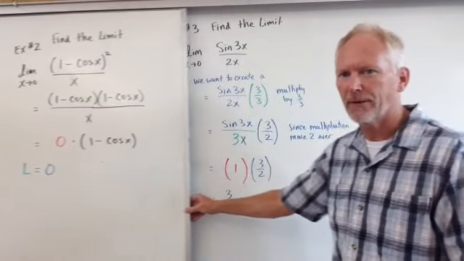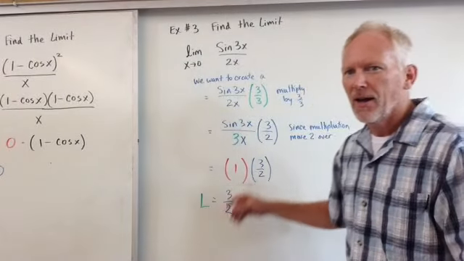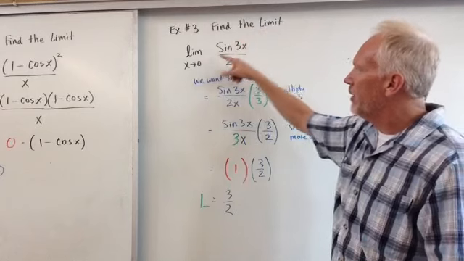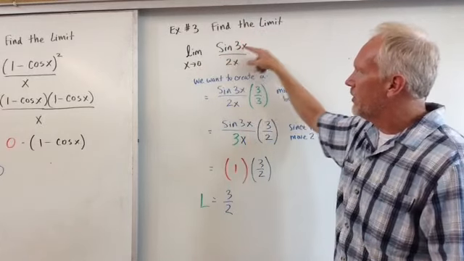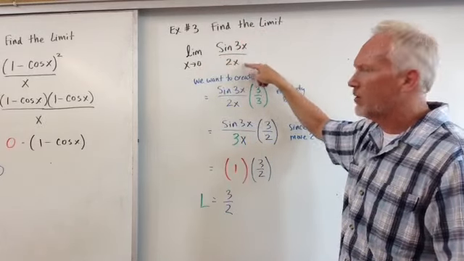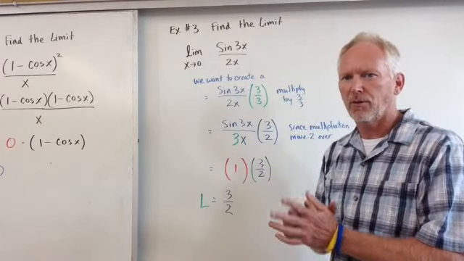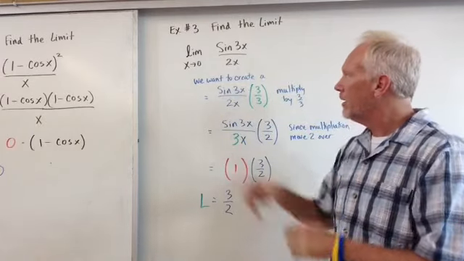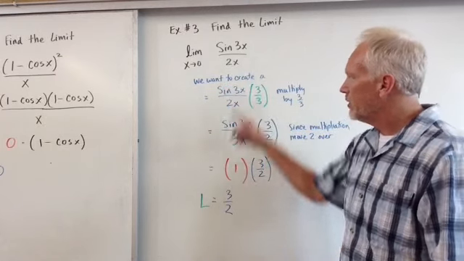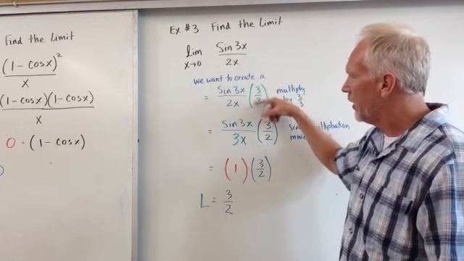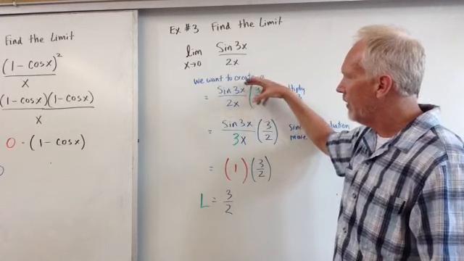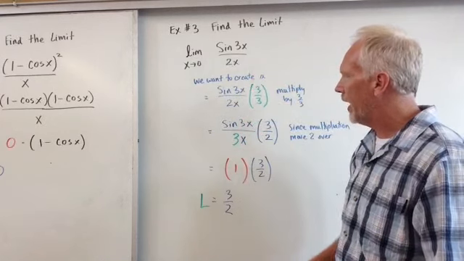All right, example number 3. It says find the limit as x goes to 0 of sine of 3x over 2x. Oh boy, what are we going to do? We have this 3x and we need a 3x in the denominator. So we want to create a situation where we have a 3x over a 3x.